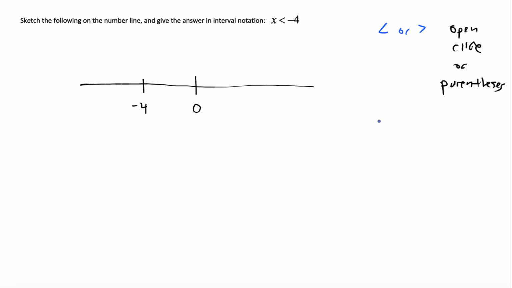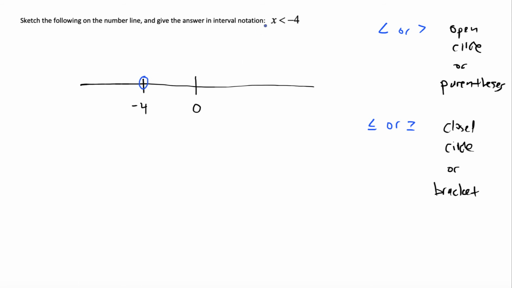On the other hand, if we have a less than or equal to or a greater than or equal to symbol, that would be what is known as a closed circle. Or we can also use a bracket in that case. So that means at -4 then, because it's strictly less than, we can put either an open circle here or a parentheses. Most people just like to use an open parentheses here.